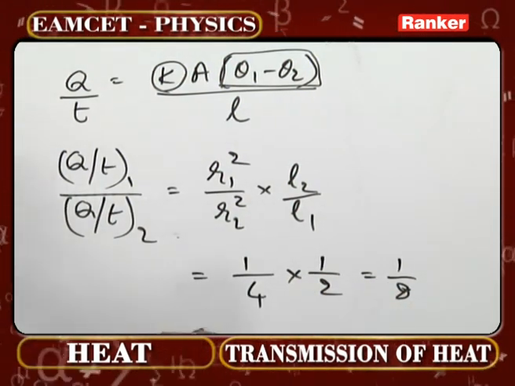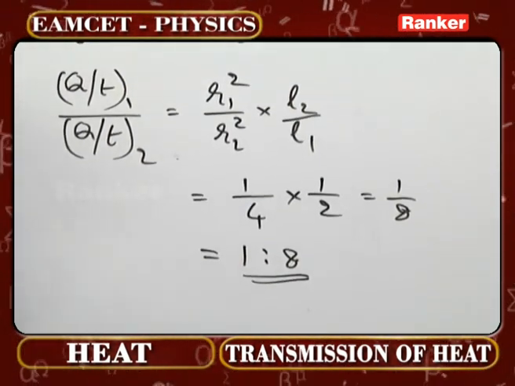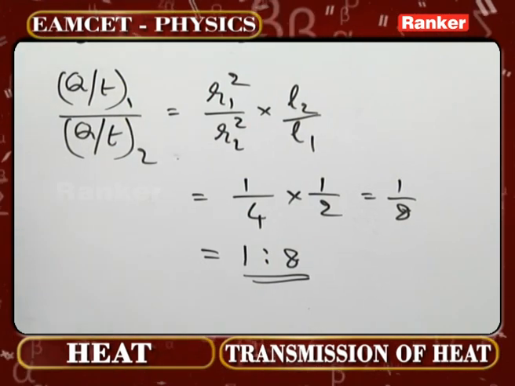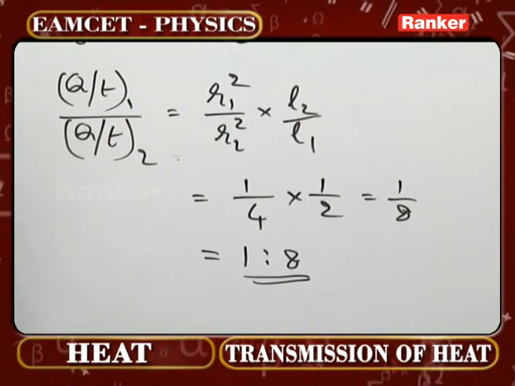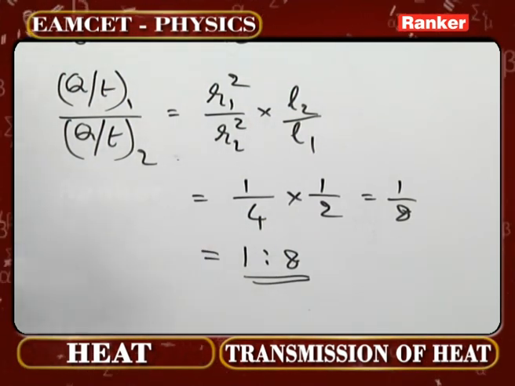That means what should be the correct option there? 1:8. That should be the correct option for us. So check that option number 4 once again. That is now going to be 1:8 as such. That is the concept. So fourth option is the correct option for us.